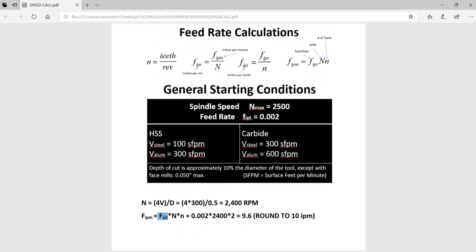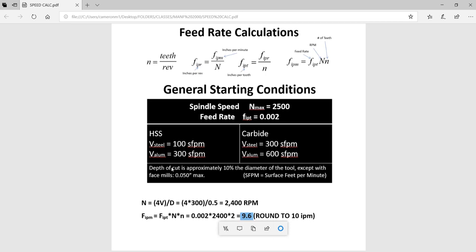So we're going to take 0.002, multiply that by 2,400 RPM, and then our 1/2 inch end mills have 2 teeth. Multiplying all of those together gives us a feed rate of 9.6 inches per minute. That's going to be our theoretical maximum. We can push it a little bit faster than that if we alter our depth of cut.